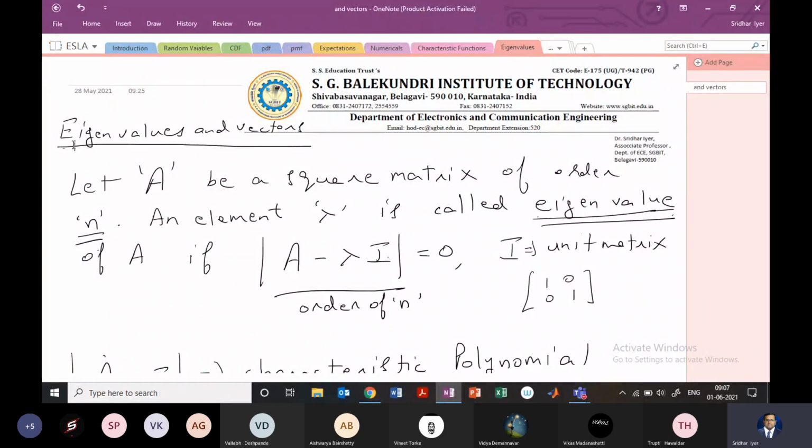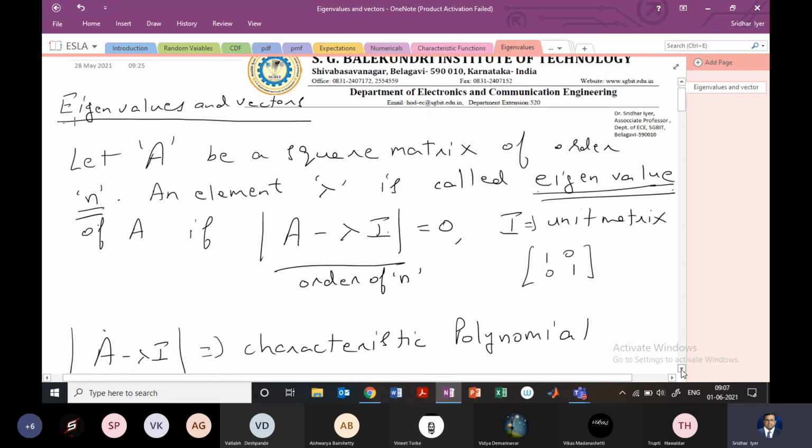Just a quick recap: in the last lecture we started with eigenvalues and eigenvectors, and we defined how we could find the eigenvalue. You need to find the determinant of A minus lambda I, where lambda is known as the eigenvalue. This is the first step in finding the eigenvector, and today we are going to talk about how to find the eigenvector.